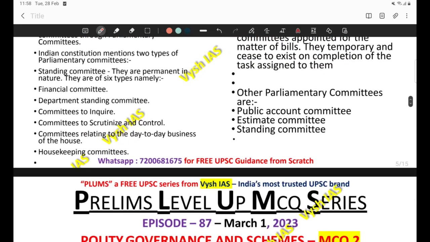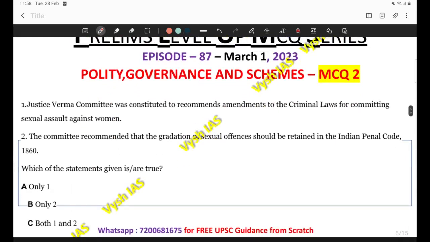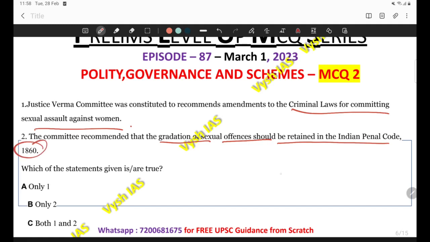Then come to the second question. Justice Verma Committee was constituted to recommend amendments to the criminal laws for committing sexual assault against women. And the second statement reads, the committee recommended that the gradation of sexual offences should be retained in the Indian Penal Code 1860. This is a typical two statement question. You have to choose between the four options. UPSC has this habit of picking up the names of prominent committees and asking what it is related to. What is the role with governance?